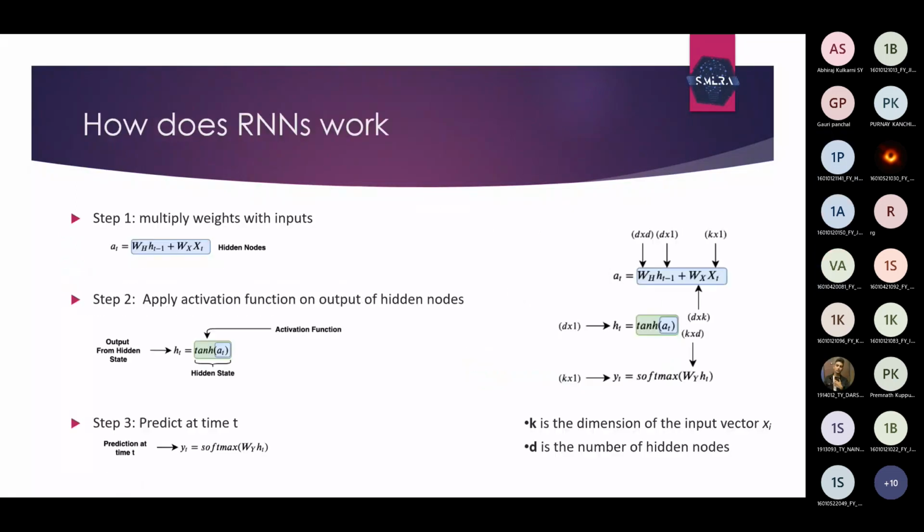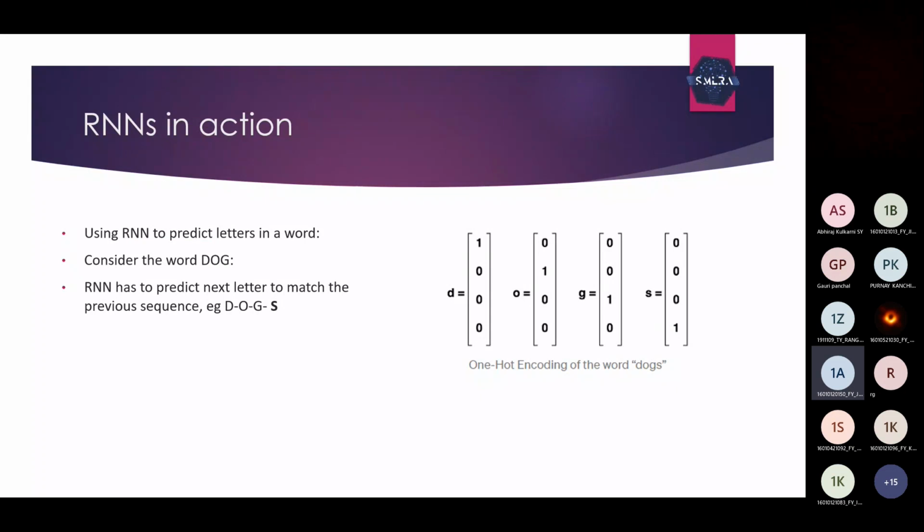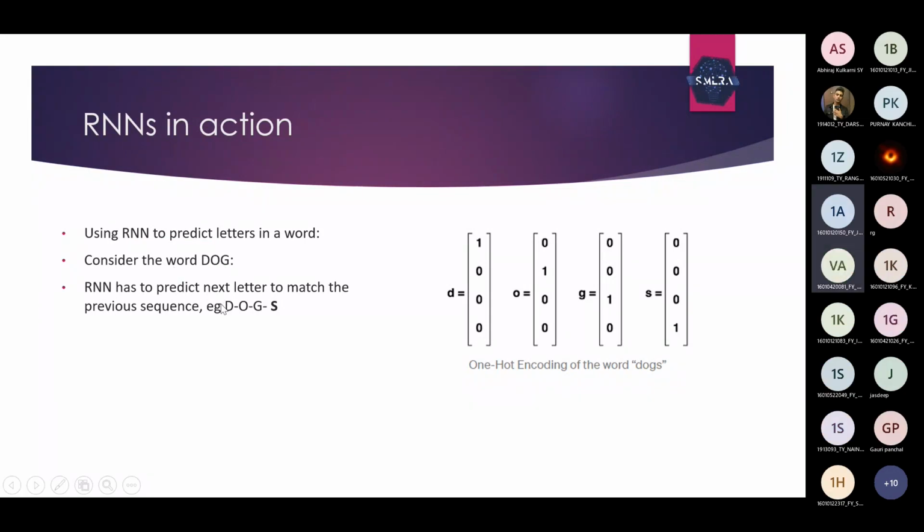Okay, fine. So we'll take this example where you consider the word dog as a sequence of letters, and you have to predict the next letter. If you say dogs, then S makes sense. If you say doggy, then G-I-E makes sense. So you have to complete the word.